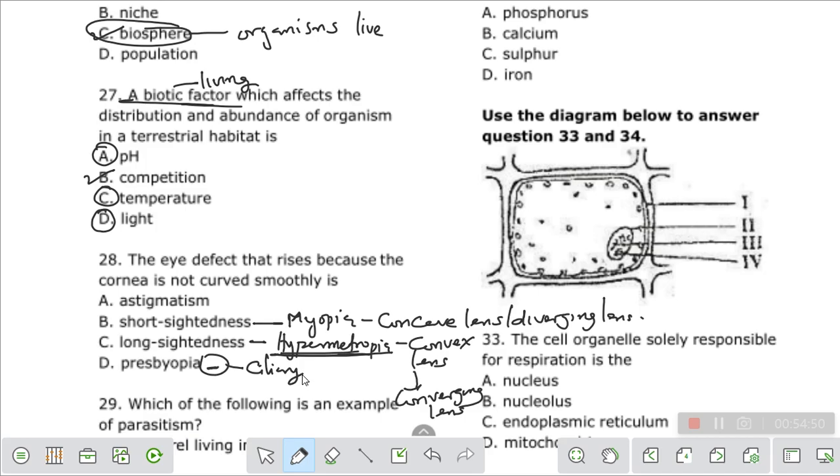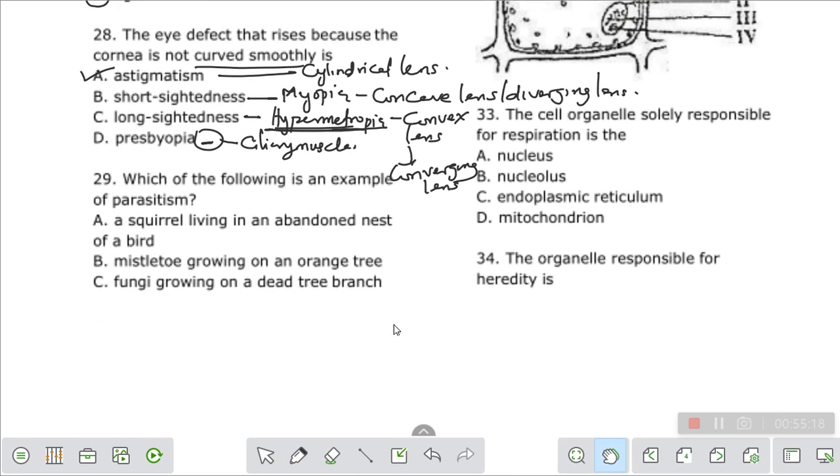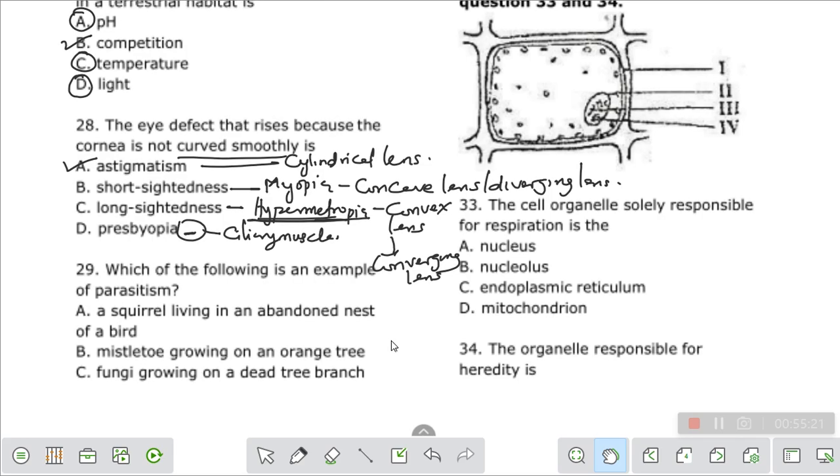Which of the following is an example of parasitism? I told you, a parasite feeds on the host. Parasitism is an association where the parasite feeds on the host. Something I've taught you most of the time, I will not lay emphasis on again. For example, a squirrel living in an abandoned nest of a bird, is that a parasite? Now, mistletoe, I told you mistletoe is a plant parasite. We have like two common plant parasites. We have the cuscuta, which is a complete parasite. Mistletoe is an incomplete parasite. So the answer here, without even saying anything, is mistletoe, because I've told you that already.